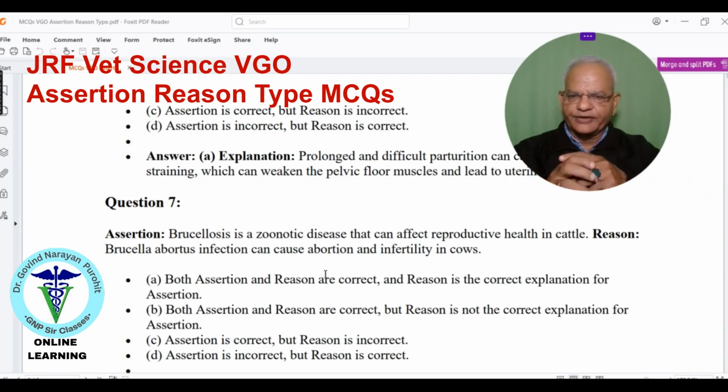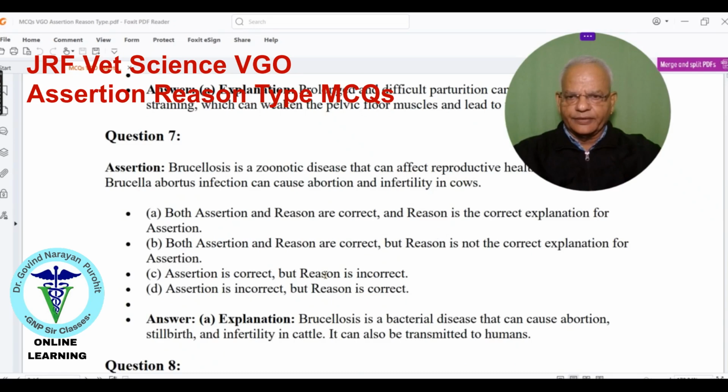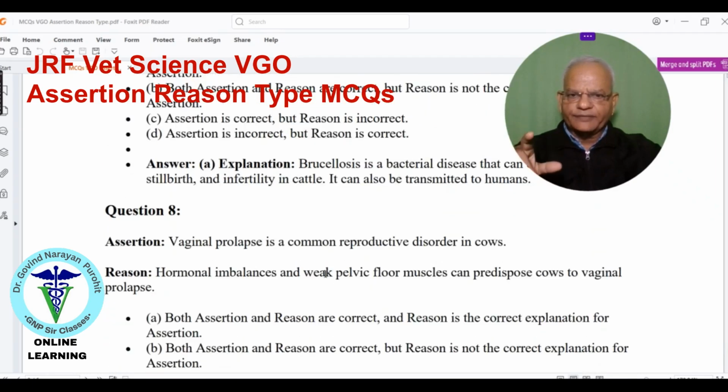You see, brucella is a zoonotic disease, and it can lead to abortion because the brucella organism reaches the uterus, and because of the erythritol, the sugar in the uterus, the brucella grows faster. This causes fetal endotoxemia and placentitis. So that ultimately the fetus dies and leads to abortion. So both assertion and reason are correct, and reason is the correct explanation for the assertion.